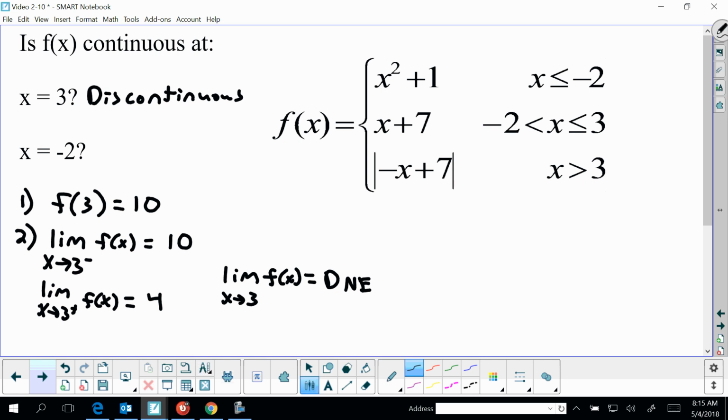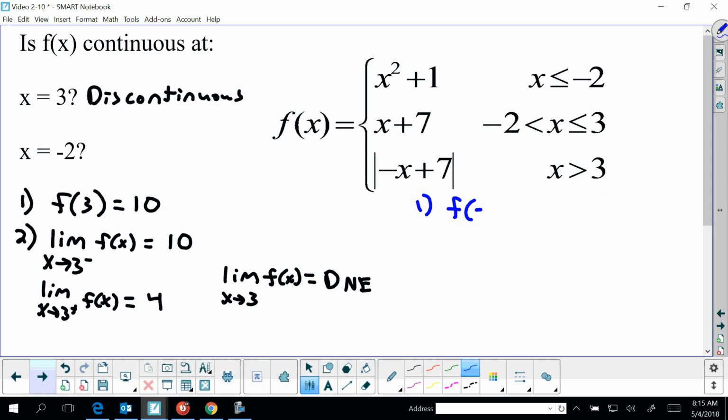When you're showing continuity, you've got to do our 3-step process. Now, the third step would be, if we got an actual number for the overall limit, we would then check in step 3 to see if our numbers from step 1 and step 2 are the same. All right, let's do the same thing now for x equals -2.